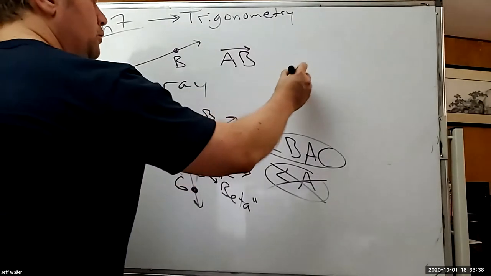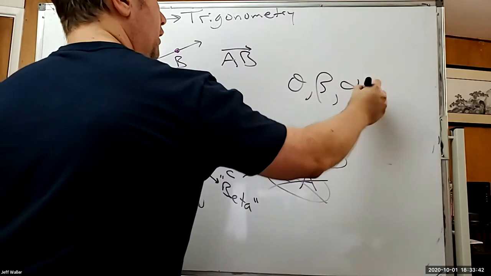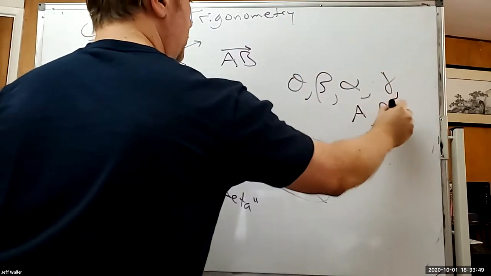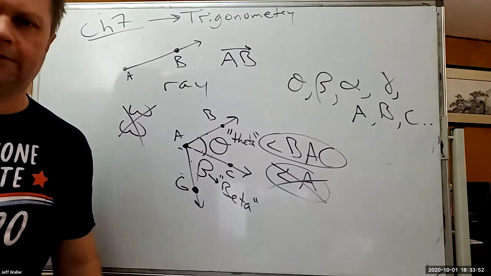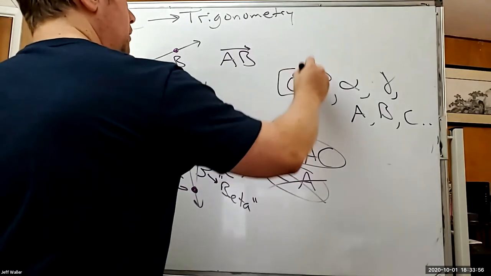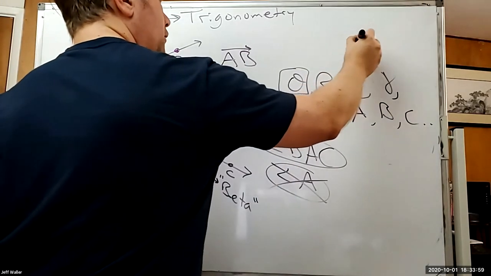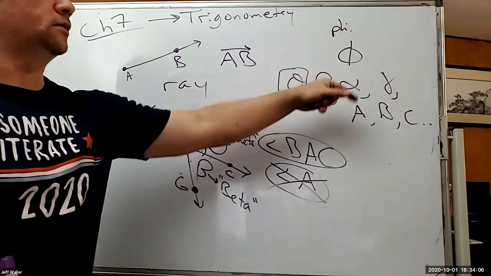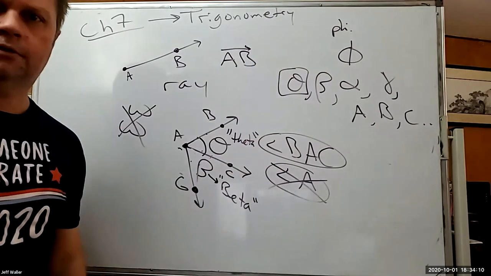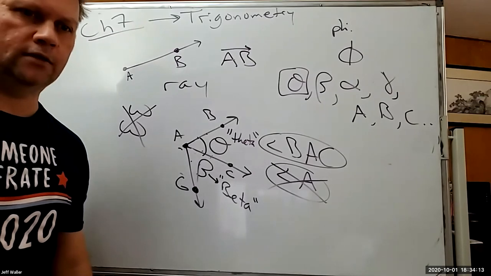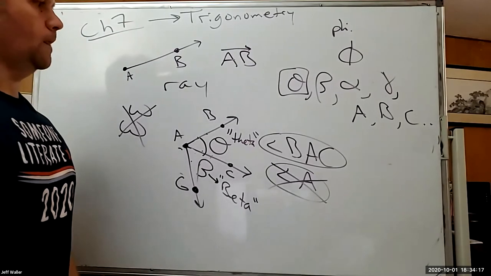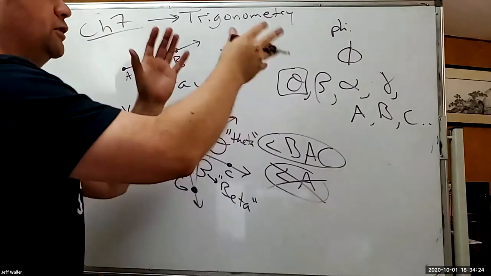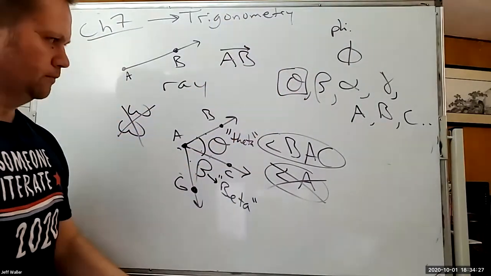So some other symbols, we use Theta, we use Beta, we use alpha, we use gamma, and to be really honest, we just use capital letters too to describe angles. But we're going to use this symbol a lot. There's also another Greek letter, phi, that's lowercase. I don't know which way you want to say it, it doesn't really matter. You can use any of these symbols to represent an angle. Those are our standard angle variables.